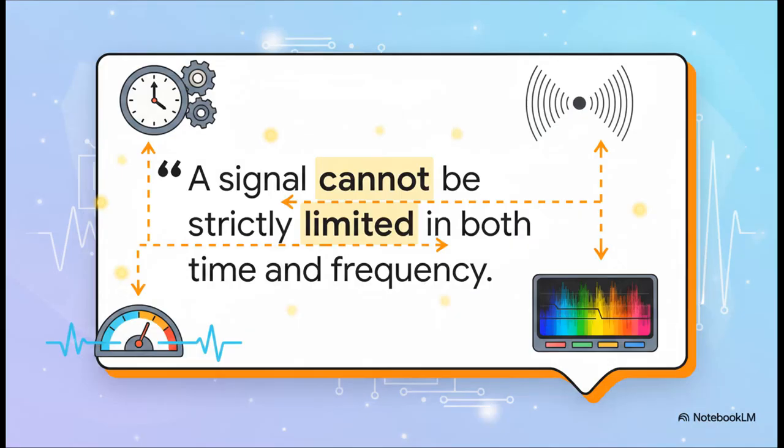I really want this fundamental rule to sink in for a second. A signal cannot be strictly limited in both time and frequency. In practical engineering terms, this means a signal simply cannot be narrow in both domains at the exact same time. You always have to make a trade-off.